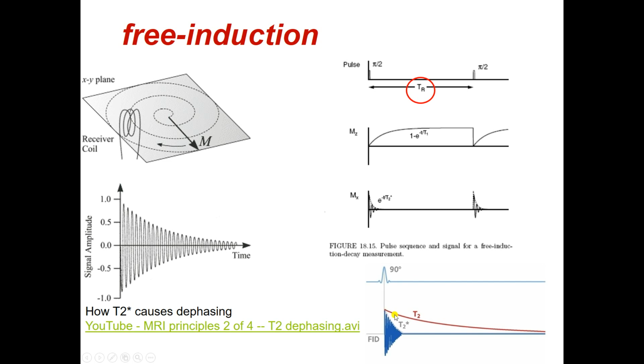This is due to the dephasing of those spins. What we would like is for the signal to go away as T2. This is the time that we want. We're trying to measure that. But it goes away much, much quicker due to T2 star.